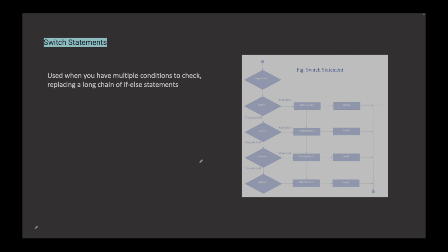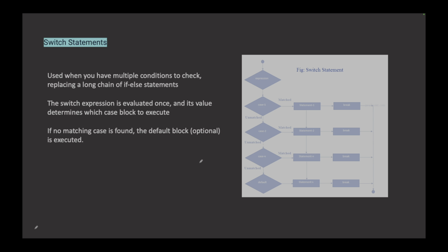Now let's go to the switch statement. The switch statement is used when you have multiple conditions to check, replacing a long chain of if-else statements. Previously we saw the if-else statement, where we have to go one by one and check each condition until we find our desired output. But in the switch case statement, this is completely solved. The switch expression is evaluated once and its value determines which case or block it should execute. If no matching case is found, the default block is executed. It stops the execution of the remaining case blocks once a match is found.